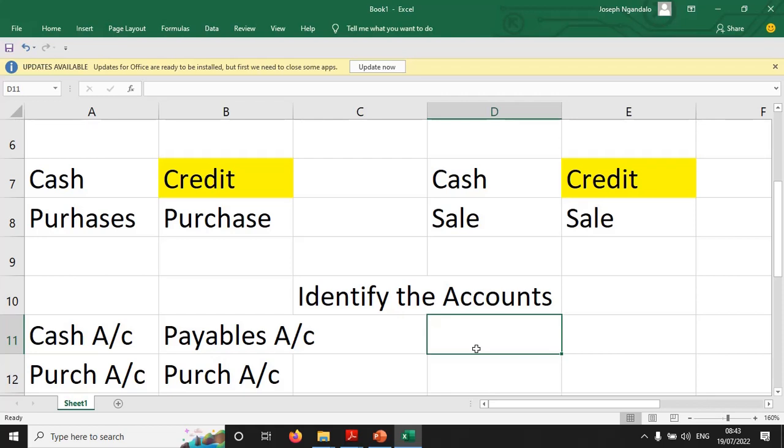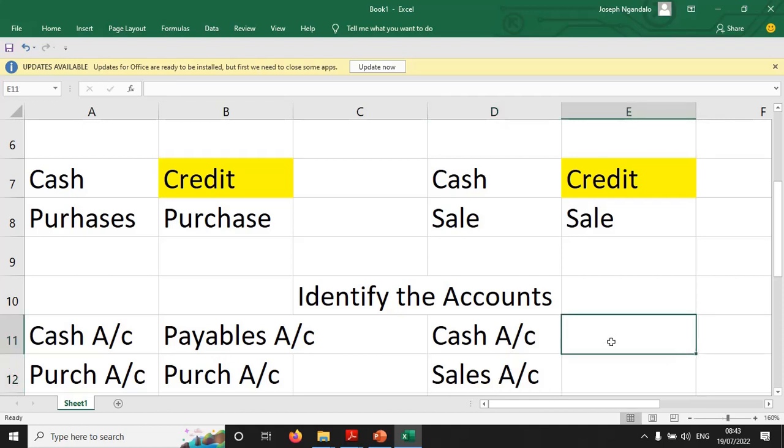But maybe not yet for some, because others are learning this for the first time. Okay? In a cash sale, which accounts can you hear? Say it. Cash account, right? And sales account, right? Next, in a credit sale, which account can you hear? Debtors, or receivables. The name we are using nowadays is what?